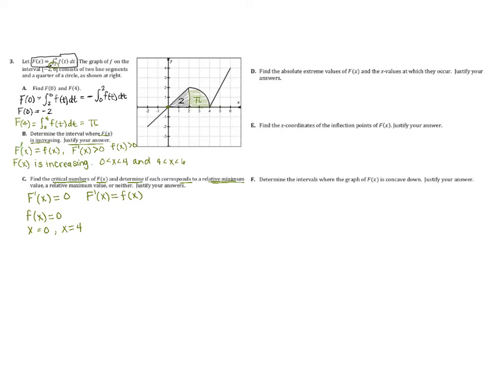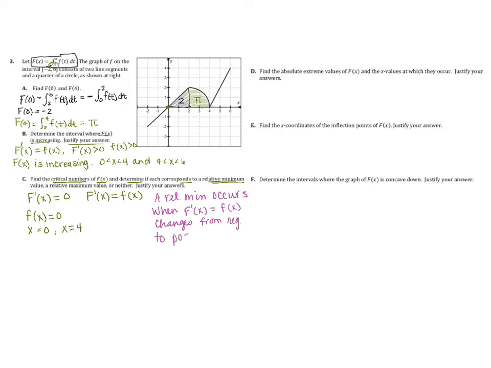So I know a relative minimum exists where f prime of x changes from negative to positive. So let's just write that out. We're going to say a relative min occurs when f prime of x, which is equal to the graphed function, changes from negative to positive.